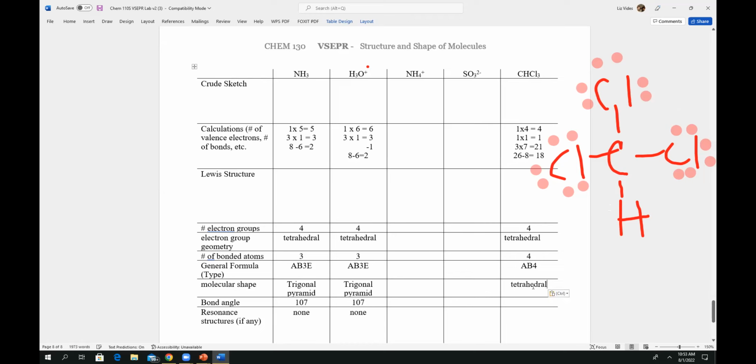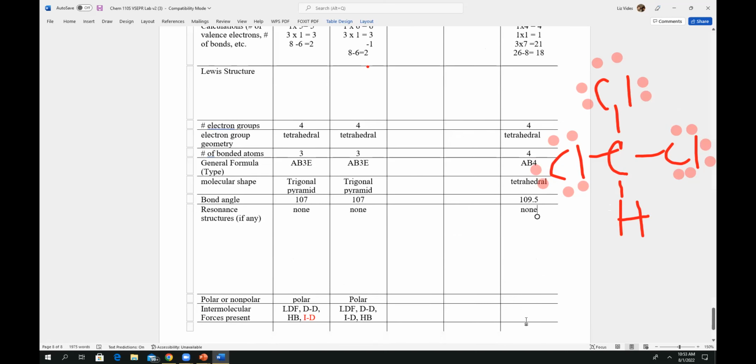And again, tetrahedral because nothing changed. And this is 109.5. And do we have resonance structures? None. Do we have polar or non-polar? You would probably want to say non-polar, but remember that hydrogen is different from the chlorines. So that is polar. That means our forces are London dispersion always, doesn't matter what it is, and dipole-dipole. We do not have hydrogen bonding.